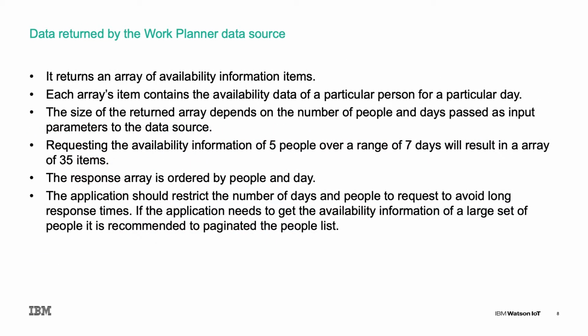The Work Planner data source returns an array of availability information items. Each item contains the availability data of a person in a particular day. The size of the returned array is directly proportional to the number of people and the range of days passed as input parameters to the data source.